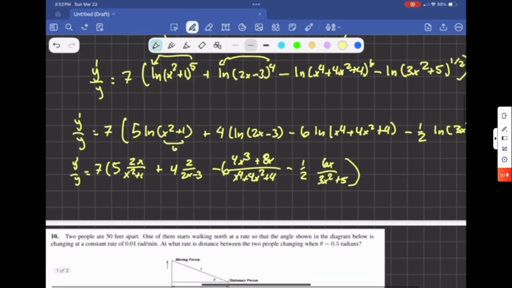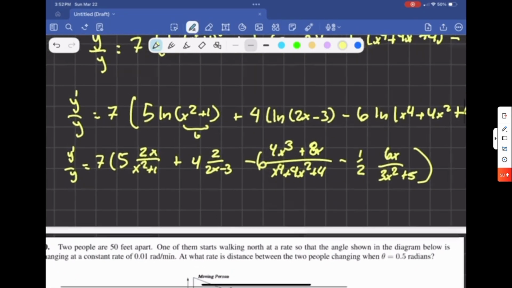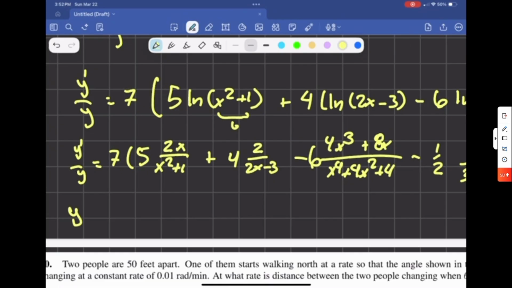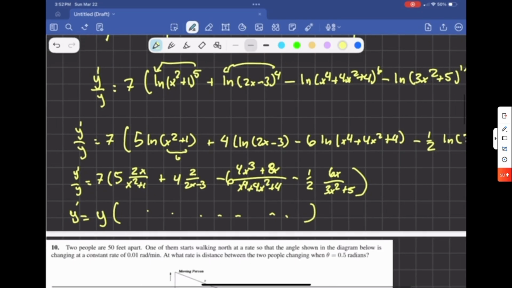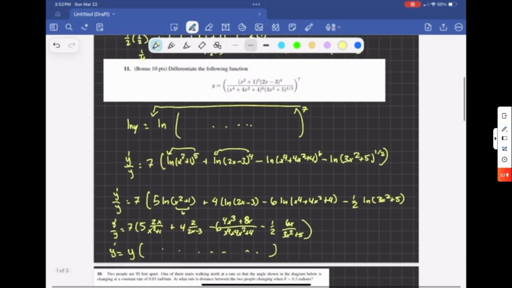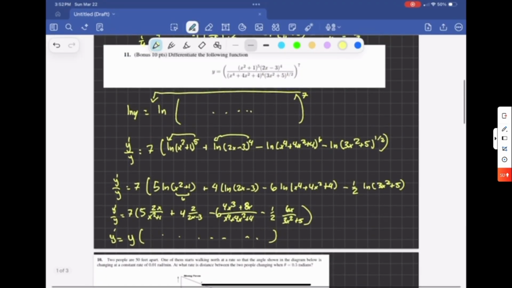And then you could either leave it like that or simplify, whichever you want. And then you multiply everything by y to get y prime by itself, and then basically everything we wrote. And then you could either leave it as this, or you replace y with your original function.